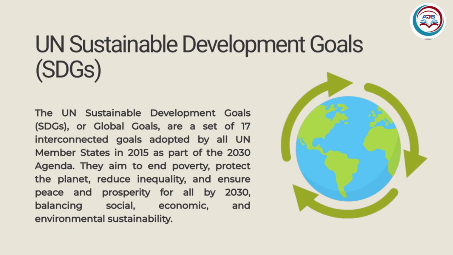What's really important to understand is that these goals are all linked. Progress in one area supports progress in others. They're designed to be balanced across social, economic, and environmental sustainability, ensuring a comprehensive approach. This interconnectedness means that tackling issues like climate change, inequality, or health requires collaboration and a shared vision, which is precisely what the SDGs aim to inspire.